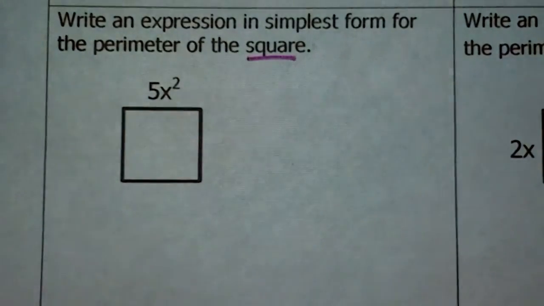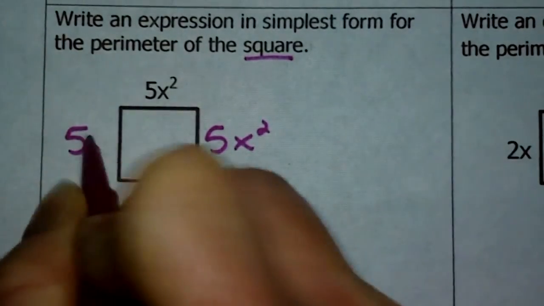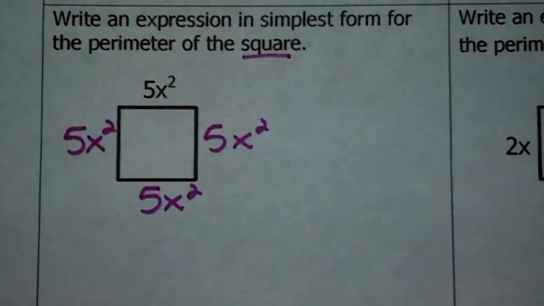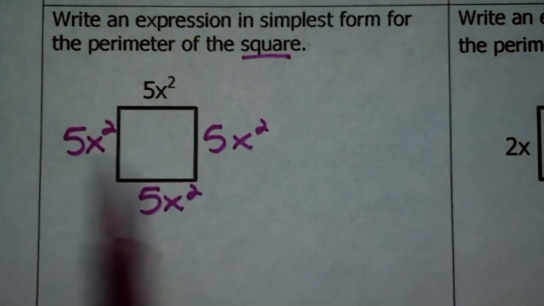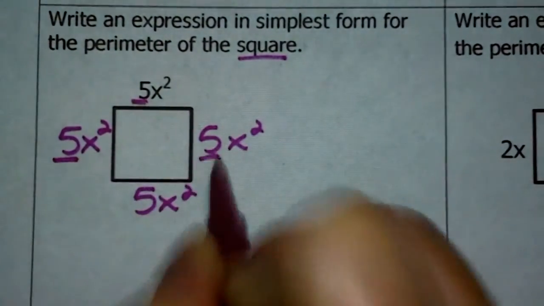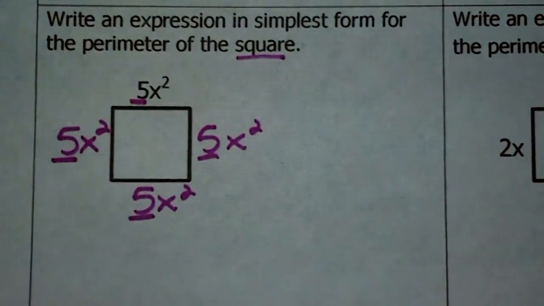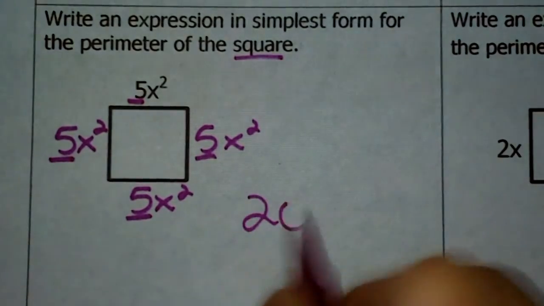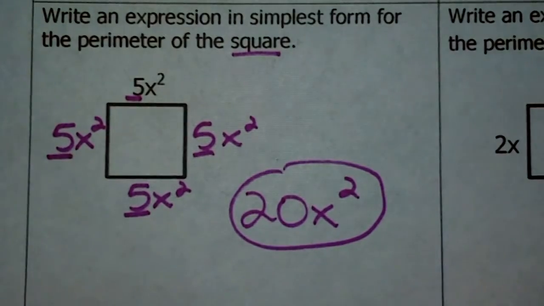Well, I told you that this was a square for a reason. I only give you one side, right? But if I give you one side of a square, don't we now know all of the sides? Yeah, so if this is 5x squared, so is this, and so is this. And if perimeter means I add up all the sides, I just simply need to take 5x squared plus 5x squared plus 5x squared plus 5x squared. And when you do that, they're all like terms. You're really just taking 5 plus 5 plus 5 plus 5. Or yeah, you could do 5 times 4. But anyway, altogether, you would have 20x squared. That would be your simplest form answer for that one.